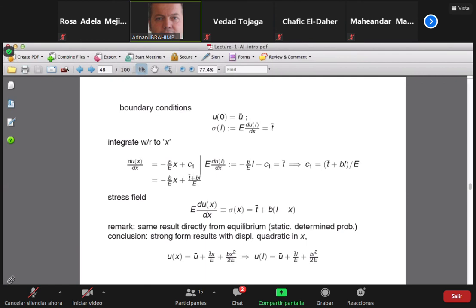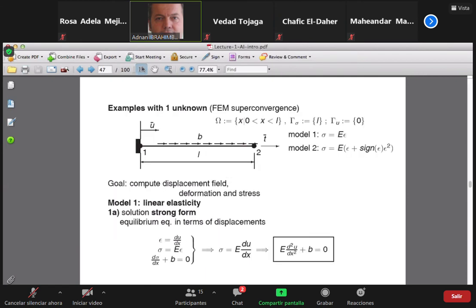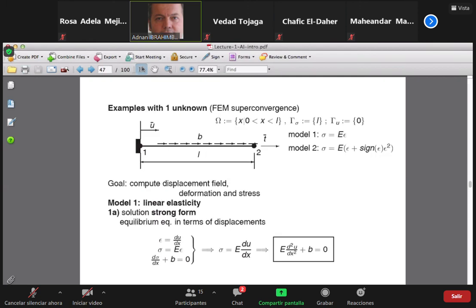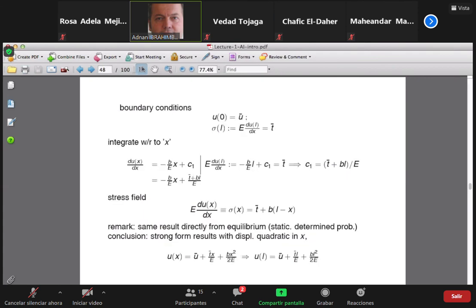Now, I can solve this equation by choosing particular boundary conditions that I discussed up to now. The left end of the bar is fixed with the imposed displacement u bar. On the right end, P bar is applied. That means that the stress at L, which is equal to E times du dx at x equal to L, for linear elasticity is equal to P bar. So integrating the equilibrium equation, I obtain that du dx is equal to minus b over E times x plus c1. I can use now the boundary condition on the imposed force, and from this I obtain that the coefficient c1 is nothing else but P bar plus bL divided by E. I can put it back here, and this becomes my expression for the first derivative of the displacement field.